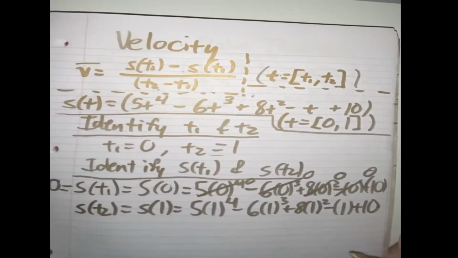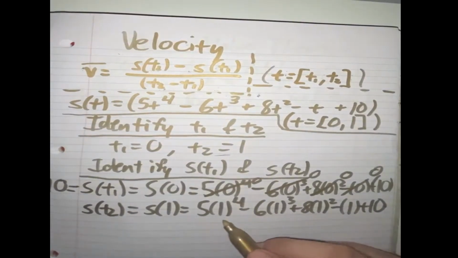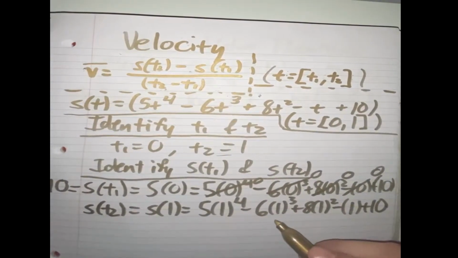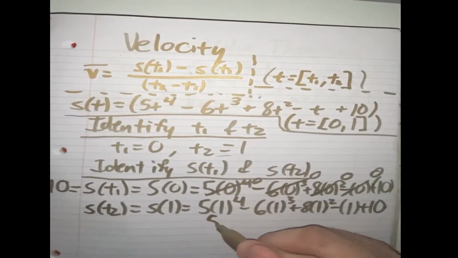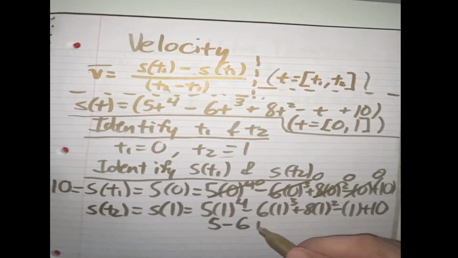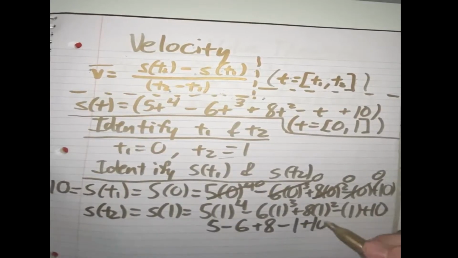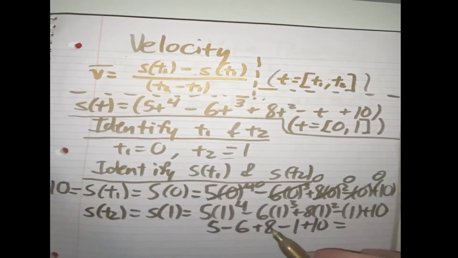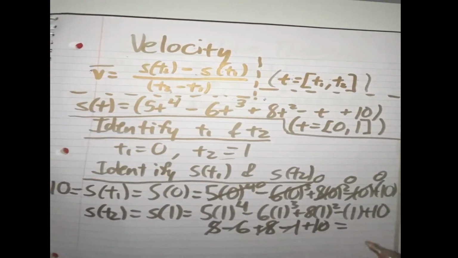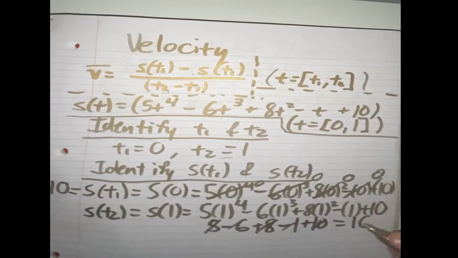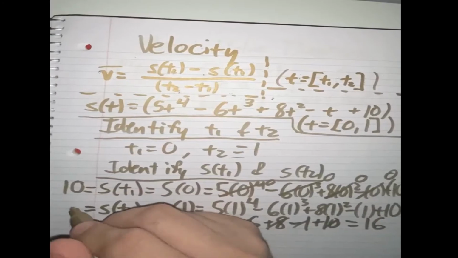And S of 1, when we do the arithmetic, 5 times 1 raised to the 4th power is 5. 5 minus 6 is negative 1. So I'm going to go ahead and write that down here. So it's 5 minus 6 plus 8 minus 1 plus 10. And this would be equal to 15, 23, 23 minus 7, which would be equal to 16. So our S of 1 is equal to 16.